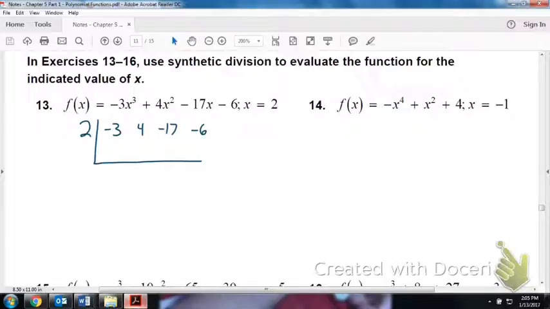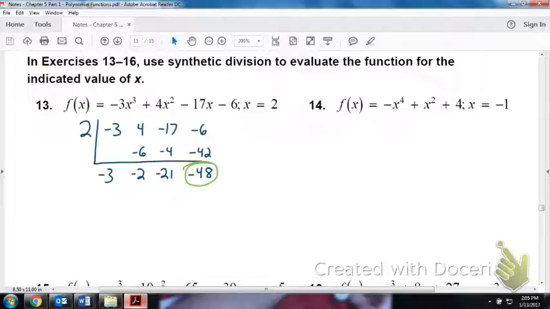So drop it down, -3. -3 times 2 is -6. Add those up, you get -2. -2 times 2 is -4. -17 minus 4 is -21. -21 times 2 is -42. Add those up, that is -48. So the answer is -48.